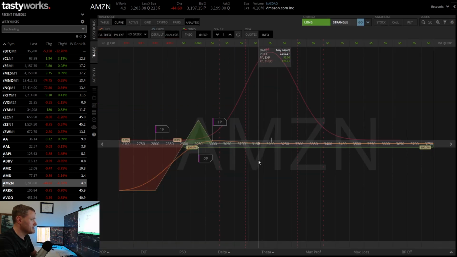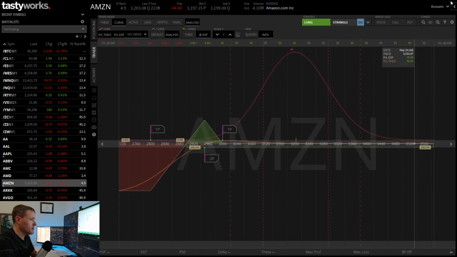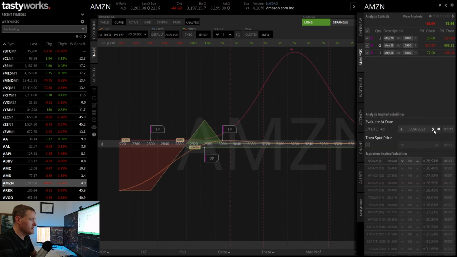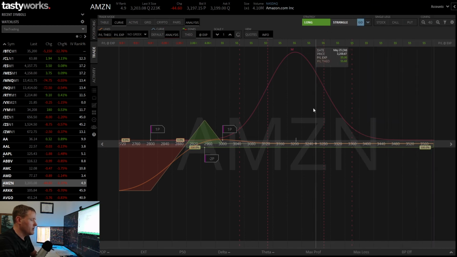You can see the way this is going to work, if we take a look at this next week, so even like Tuesday, right? This is Tuesday next week. What's going to happen is if Amazon does nothing, or it trades higher, then I'm just going to keep that $55 that I collected on the trade. No big deal, everything expires worthless, and I walk away with $55.